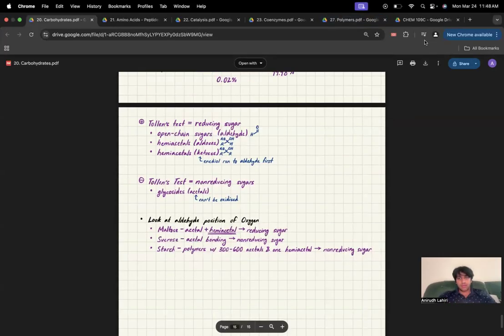And again, I think that wraps it up for the content and concepts associated with carbohydrates. There will be a lot of carbs that you need to memorize, and you will have to practice a lot with the Kiliani-Fischer proof and determining the stereostructures of unknown aldoses and unknown hexoses, as you'll come to see. But yeah, that wraps it up for now.